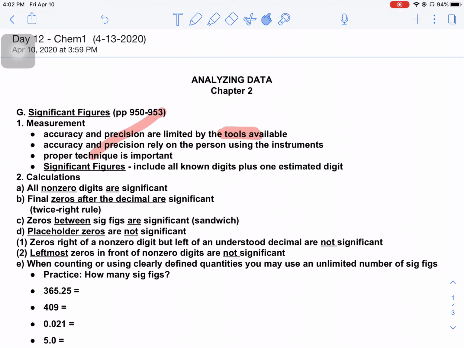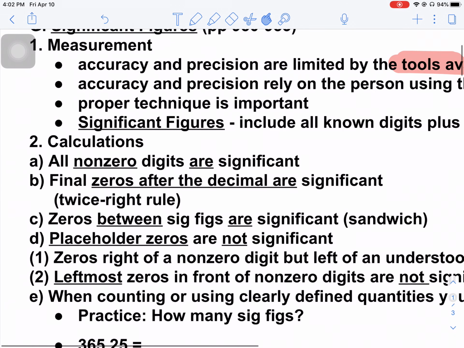So let's start with easy ones. All non-zero digits are significant. Keep in mind, this has to do with measurements. So 1, 2, 3, 4, 5, 6, 7, 8, 9. Digits 1 through 9 will always be significant when using a measurement device, a tool, a scale. Now zeros are where it gets a little bit tricky.